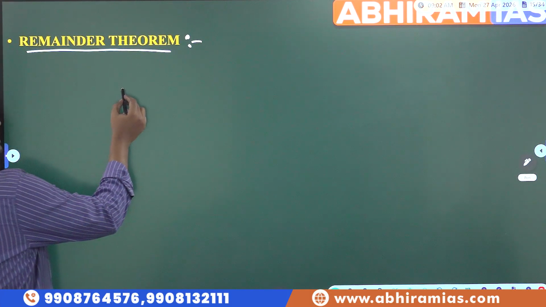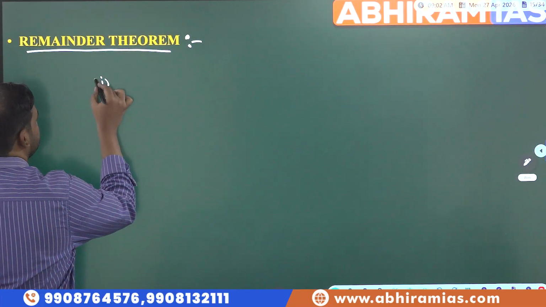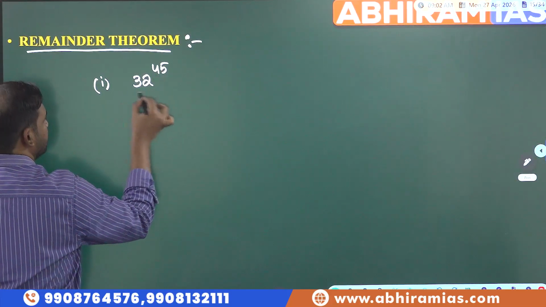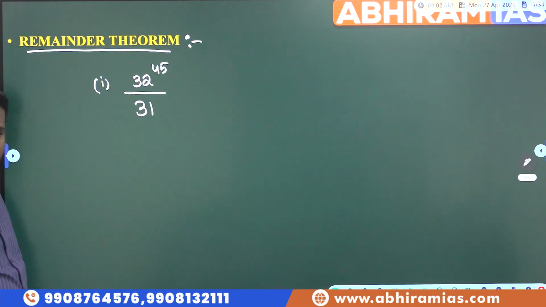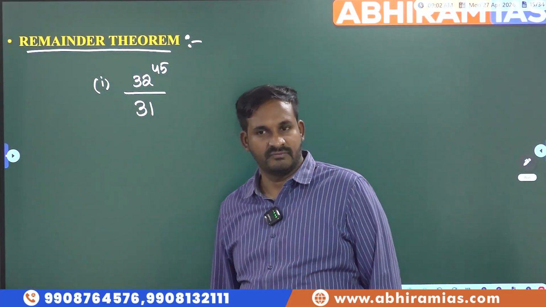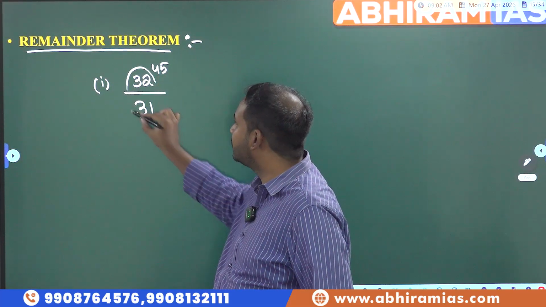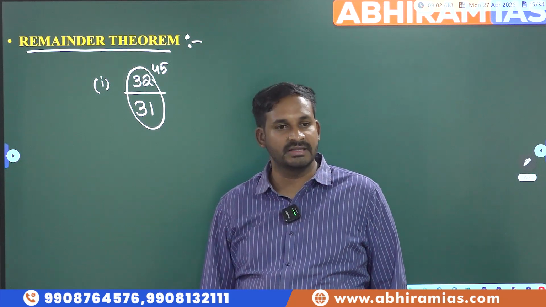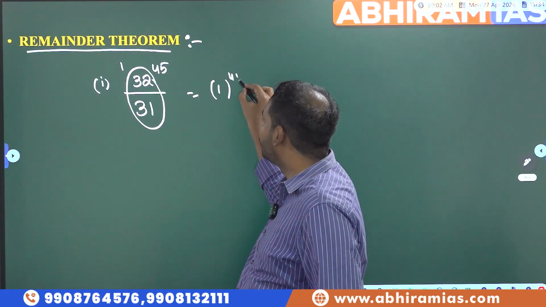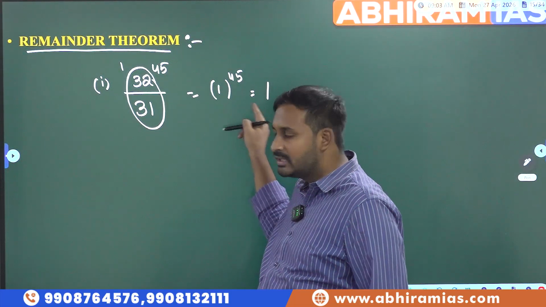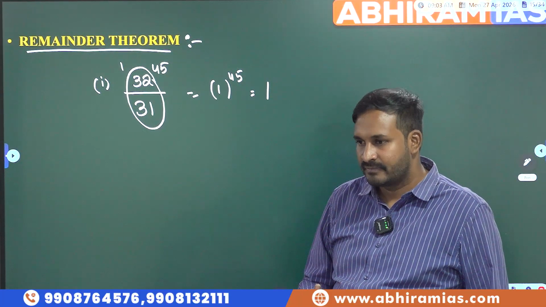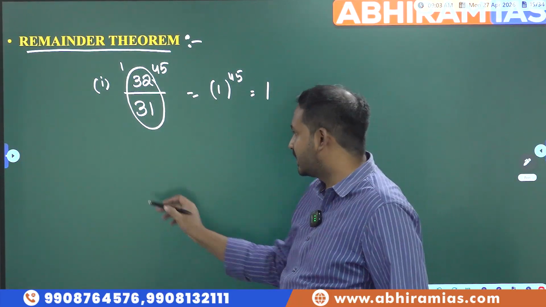First one, 32 power 45 by 31. Forget about the power. What is the remainder for 32 by 31? 1, right? So my answer will be 1 to the power of 45. 1 to the power of 45 is 1, less than my divisor. Then obviously the answer is also 1.